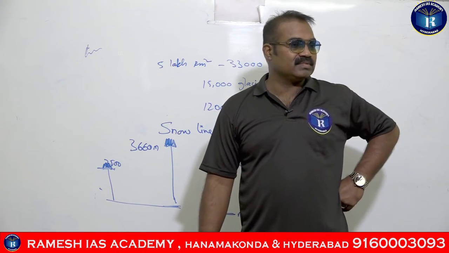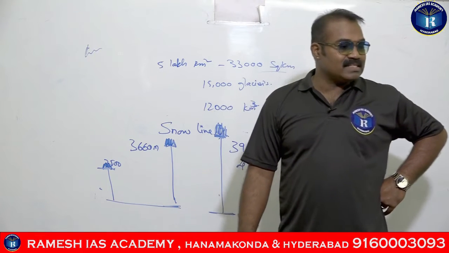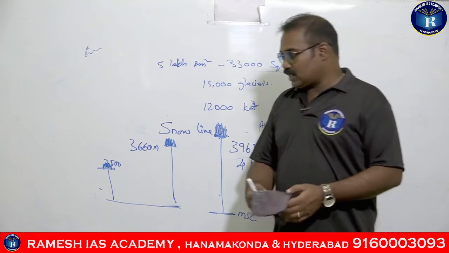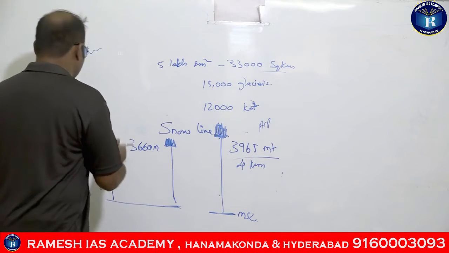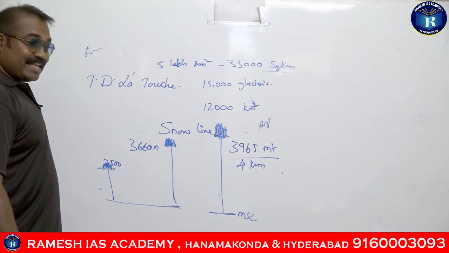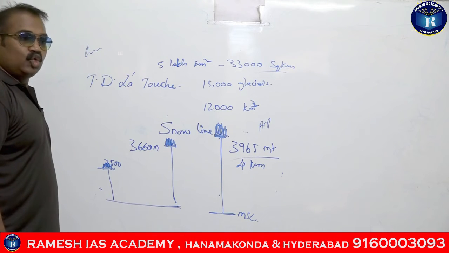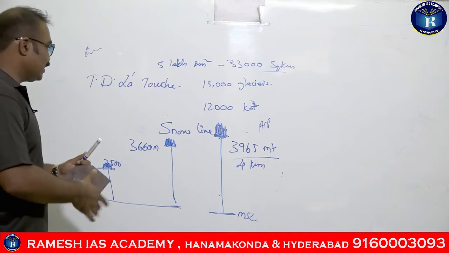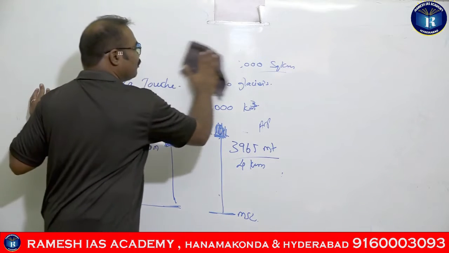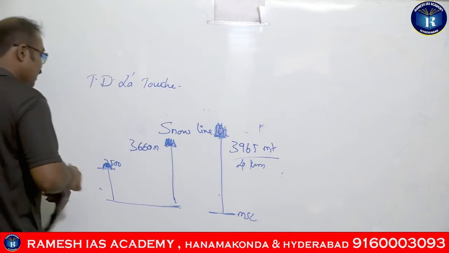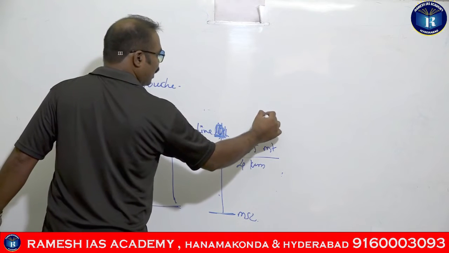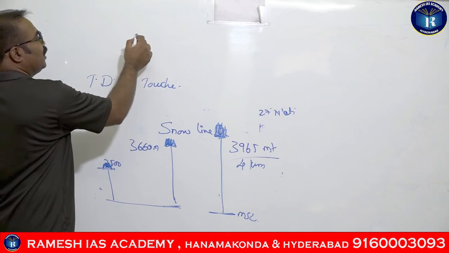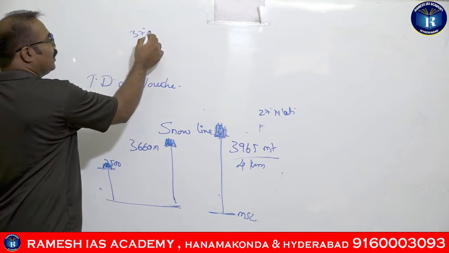Why is there this difference in the snow line? One of the French climatologists and geomorphologists, T.D. La Touche, explained this variation of the snow line as being because of the variation of latitudes. Sikkim is present at 27 degrees north latitude. Kashmir or the Karakorams are present at 37 degrees north latitude.